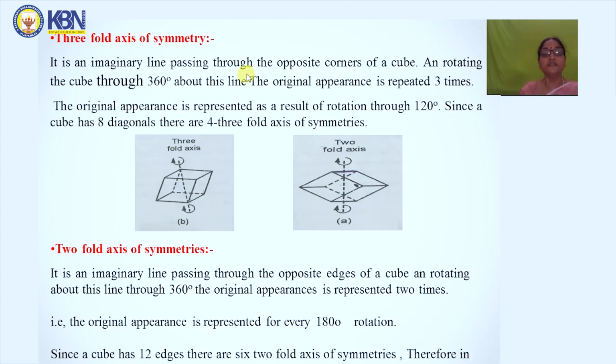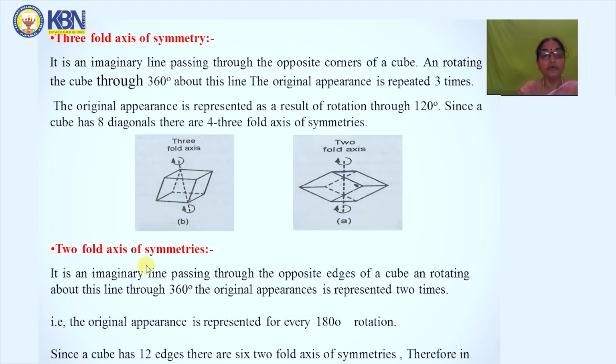Next one is the 3-fold axis of symmetry. It is an imaginary line passing through the opposite corners of a cube. On rotating the cube through 360 degrees about this line, the original appearance is repeated 3 times, that is, for every 120 degrees of rotation. Since a cube has 8 corners, there are 4 three-fold axes of symmetry.